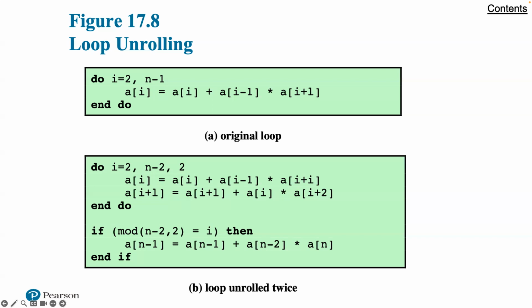Figure 17.8 illustrates all three of these improvements in an example. Loop overhead is cut in half because the two iterations are performed before the test and branch at the end of the loop. Instruction parallelism is increased because the second assignment can be performed while the results of the first are being stored and the loop variables are being updated. If array elements are assigned to registers, register locality will improve because ai and ai plus 1 are used twice in the loop body, reducing the number of loads per iteration from 3 to 2.